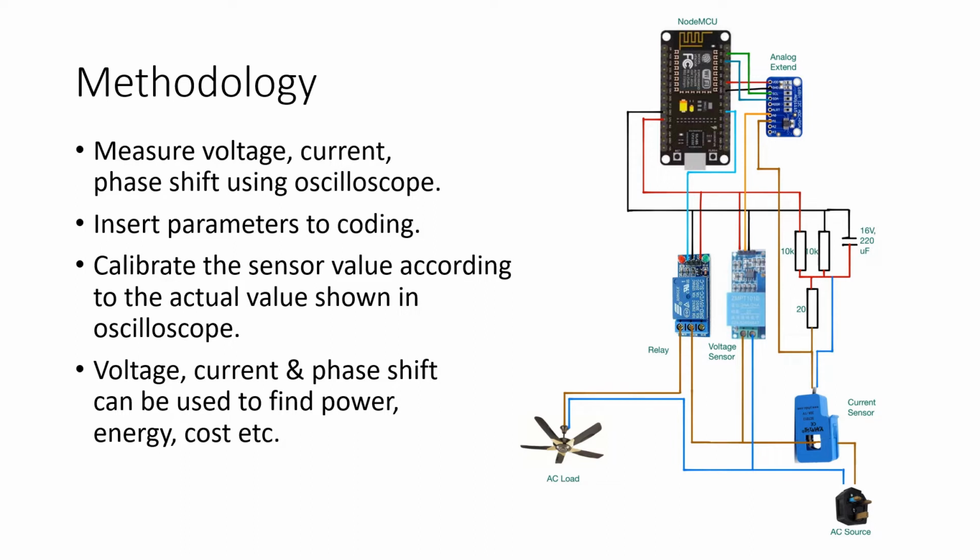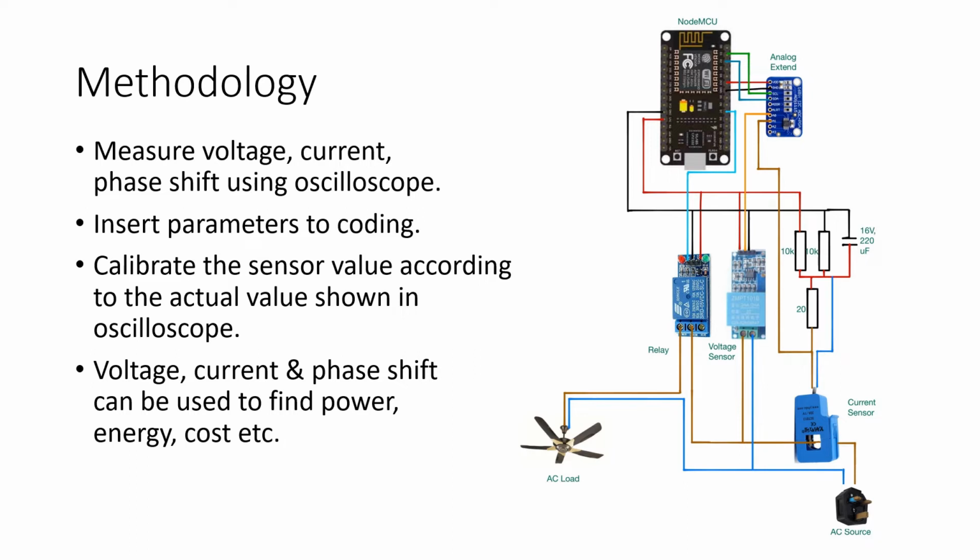After we have the parameters, we can insert them into the code for the NodeMCU. And from the NodeMCU, by looking at the output, we can calibrate it based on the data in the oscilloscope. So we will have an accurate reading of our product. And if we have voltage, current, and phase shift, it is possible for us to find the power, energy, and also costing for this appliance that we are installing.